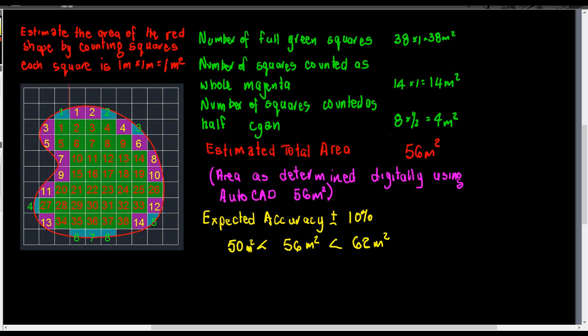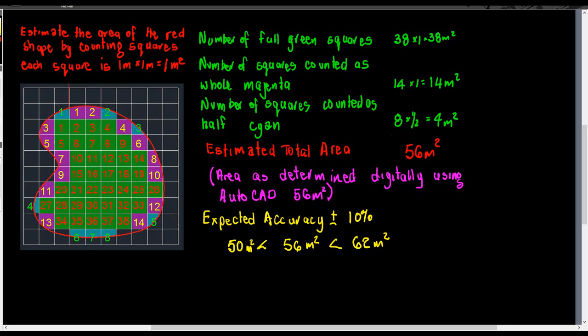Secondly, I've numbered the squares counted as a whole. So the magenta squares, although there's little tiny bits missing, they're considered as whole squares, give or take. So certainly more than half. I've counted those magenta ones, and there's 14 of those, so they'll count as 1 square metre each, so that's 14 square metres.